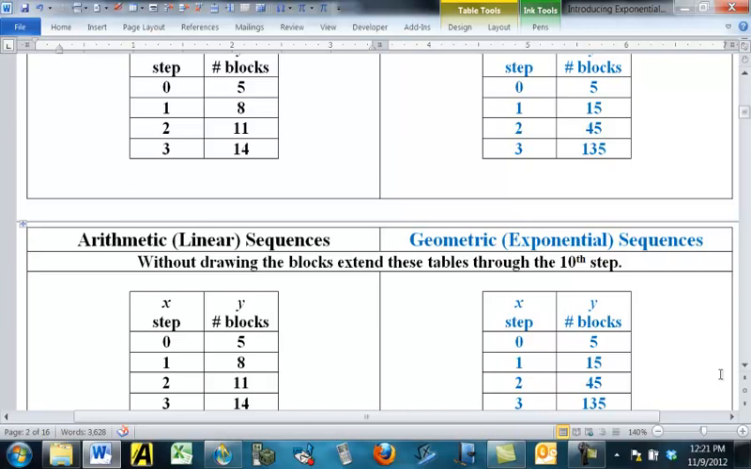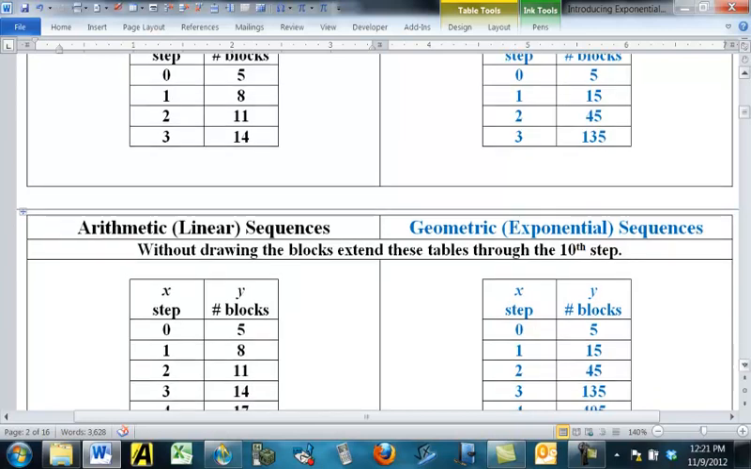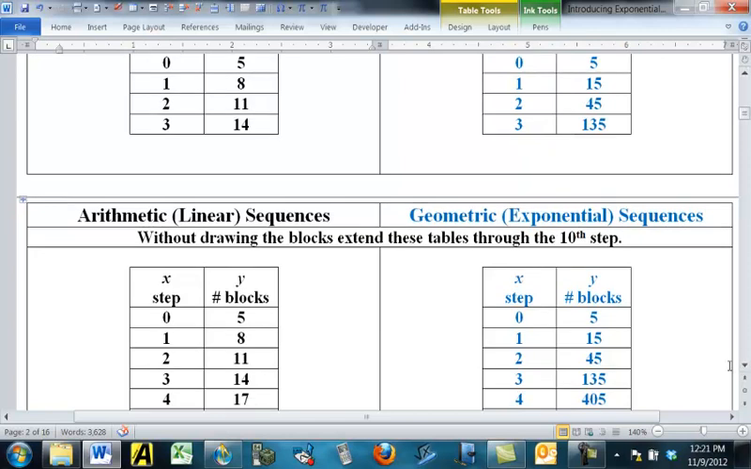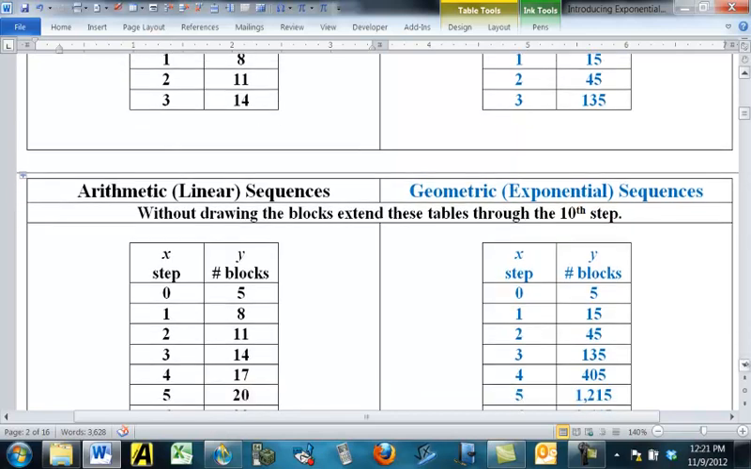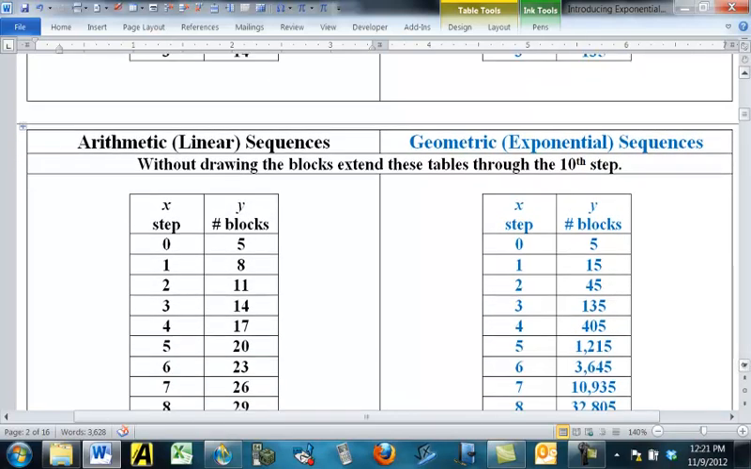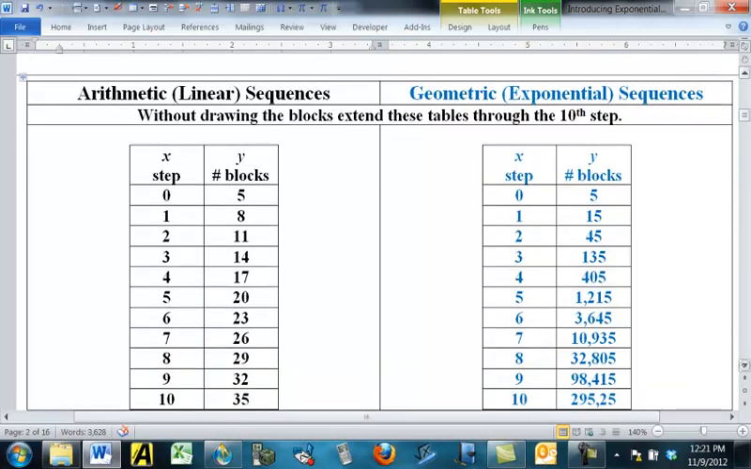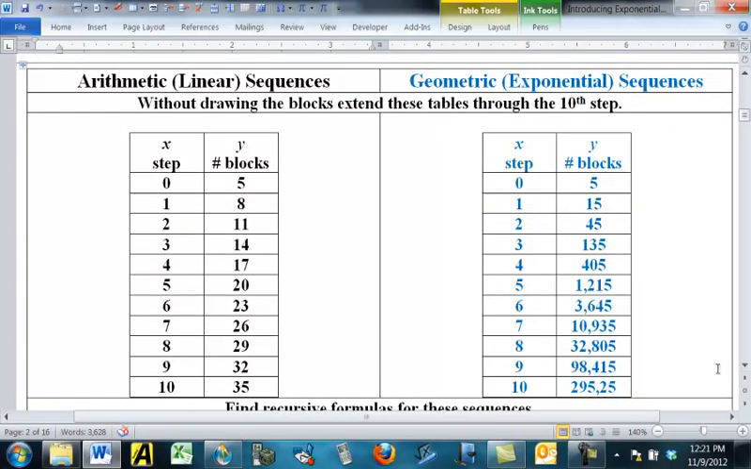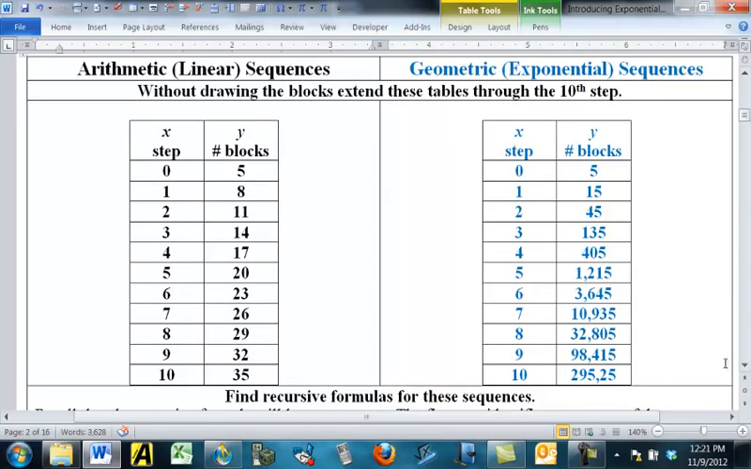On the right, if you notice what we're doing is we're multiplying by 3 each time. So we're going to add 1 to the step number to get step 4, but then we're going to multiply 135 by 3, and that gives you 405. And then you're going to multiply by another 3, and another 3, and another 3. And on the right one, we're going to repeatedly multiply by 3 each time. On the left one, we're going to repeatedly add 3 each time. So notice that the one on the right is going to be growing quite a bit faster than the one on the left. So then we want to find a recursive formula.